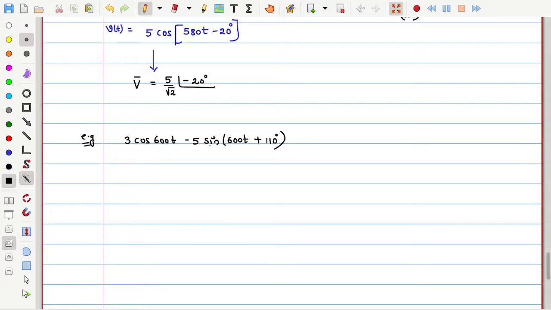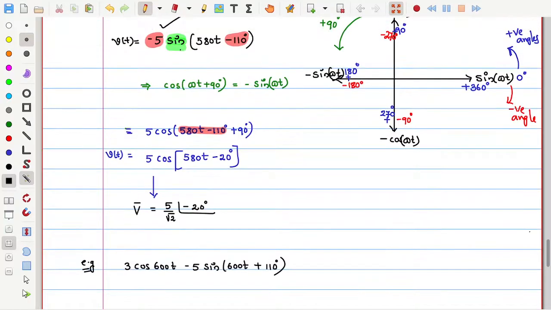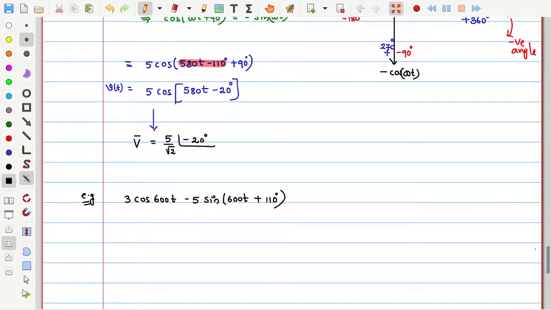Exactly. So this part we already did. See, the minus sign, I need it as cos. Okay. So what shall I do for that? Let me write the first term as it is, 3 cos 600t. This minus sign I will try to write in this way, cos of this entire value, whatever we have already, that is 600t plus 110 plus 90.